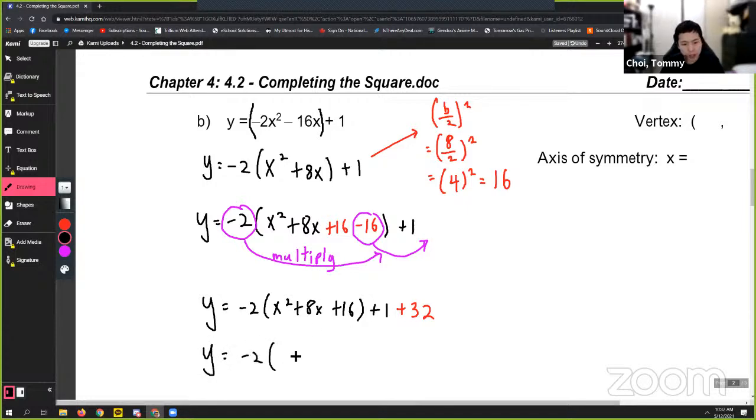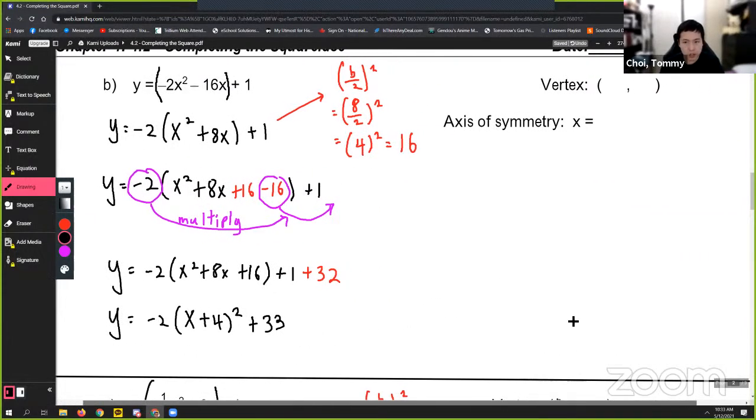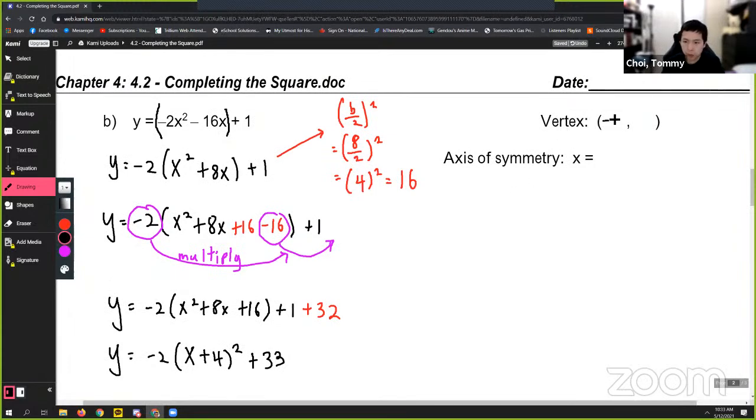Then we can quickly factor the bracket. We take this middle number, divide it by 2. So 8 divided by 2 is positive 4. So we get x plus 4 squared. And then 1 plus 32, hopefully people didn't have trouble with that part, plus 33. So this would be the vertex form, which gives us our vertex here, -4, 33. And the axis of symmetry is x equals -4.